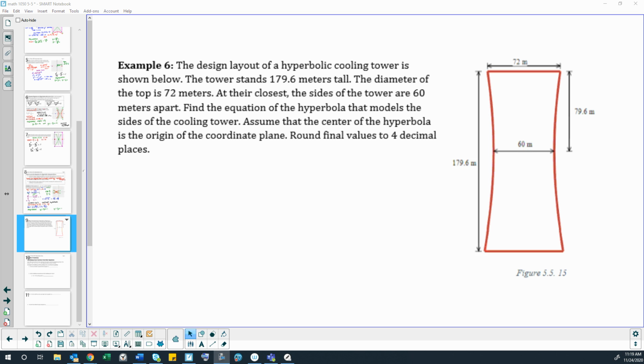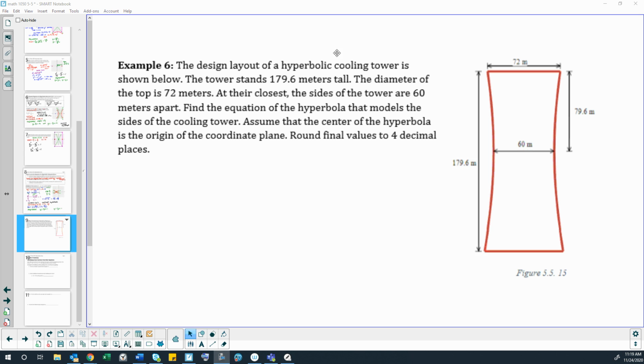Alright, section 5.5, hyperbolas. Example 6. Here's our application problem. The design layout of a hyperbolic cooling tower is shown below. The tower stands 179.6 meters tall. The diameter of the top is 72 meters. At their closest, the sides of the tower are 60 meters apart. Find the equation of the hyperbola that models the sides of the cooling tower. Assume that the center of the hyperbola is the origin of the coordinate plane. Round final values to 4 decimal places.